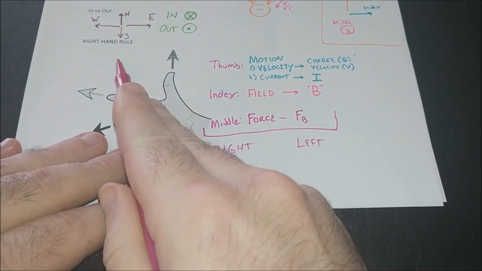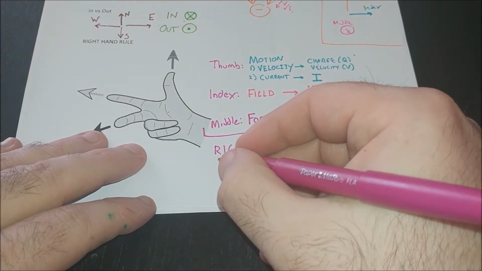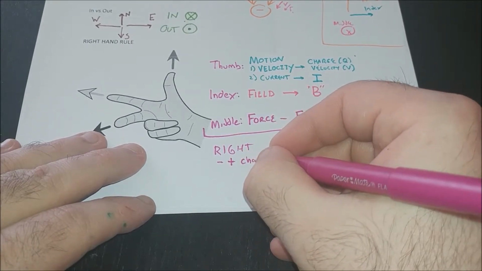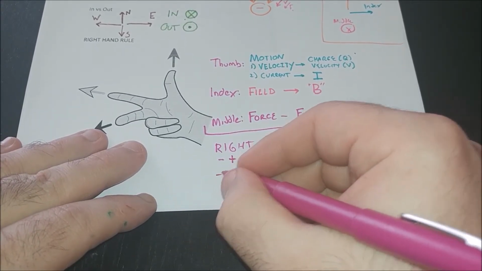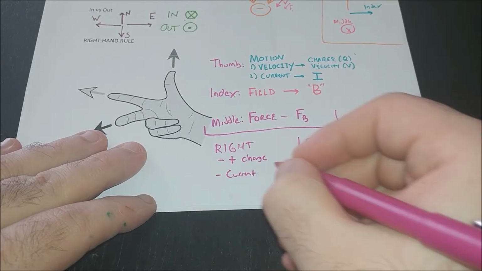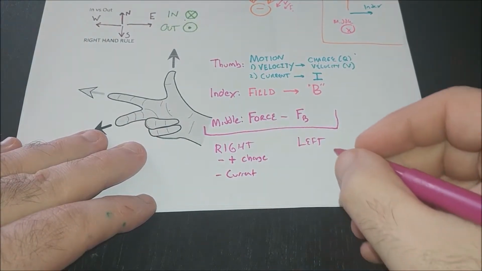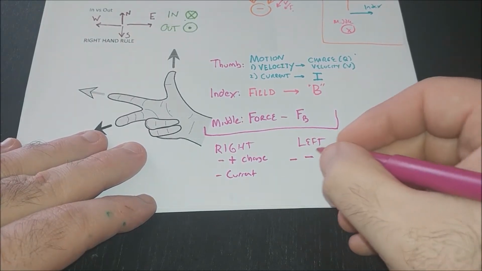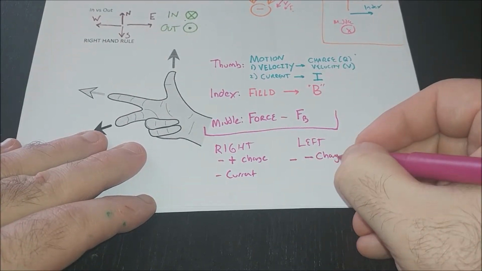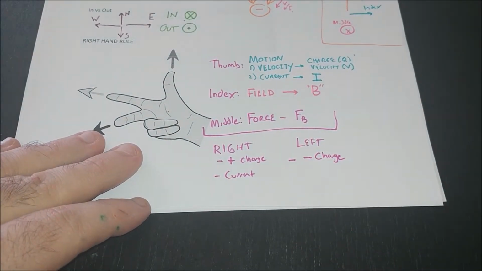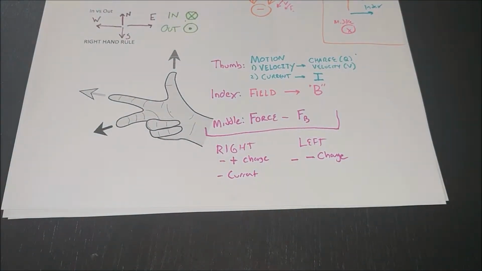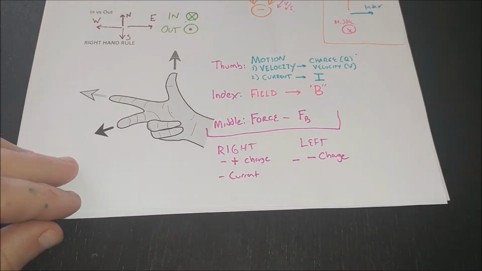This is called the right hand rule because you use your right hand most of the time. You can use it anytime there's a positive charge or anytime that there's current. But if it's a negative charge, like for example electrons, you're going to use your left hand. Right hand is for positive charges and current. Left hand is for negative charges.